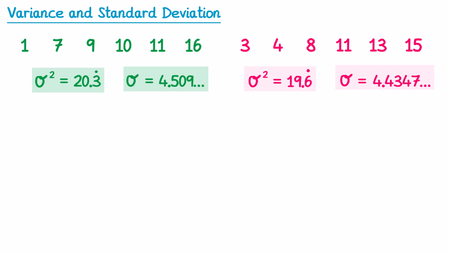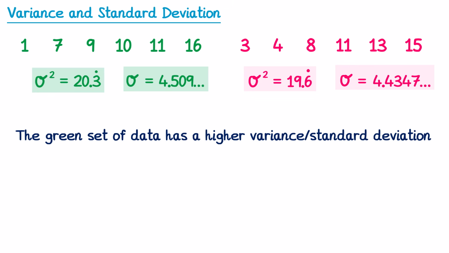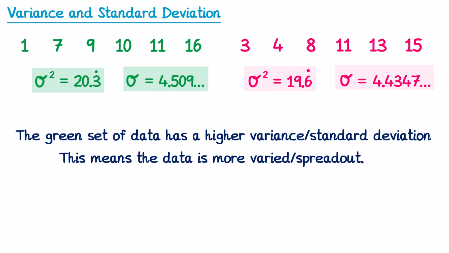If you have a higher variance and standard deviation, then the data is more spread out or more varied. So we could say, the green set of data has a higher variance or standard deviation. This means the data is more varied or spread out.